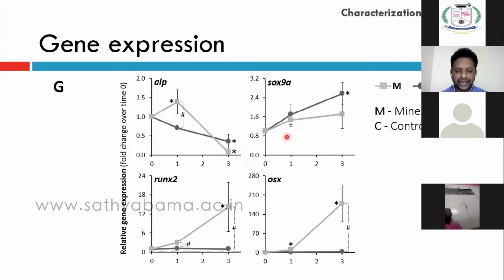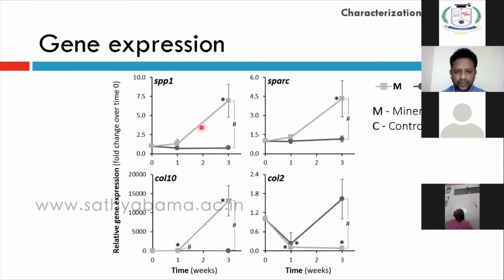From real-time PCR, we could see the genes specific for bone and cartilage are expressed. RUNX2 and Osterix are transcription factors which are expressed during the late differentiation process, that is the 3rd week. Alkaline phosphatase is expressed initially, so you can see it is expressed up to the 1st week. SOX9 is a chondroblast marker, which can be seen up to 3 weeks. Then SPP1 is SPARC, and collagen 10 and collagen 2 are chondroblast markers, and you can see all are highly expressed during the 3rd week.